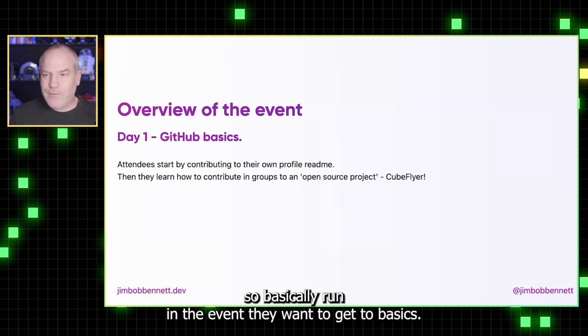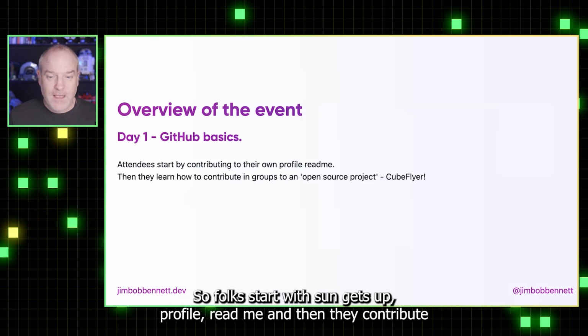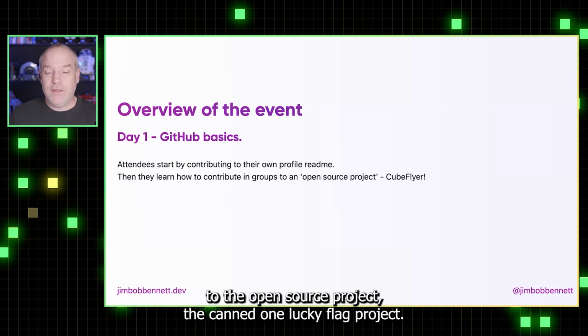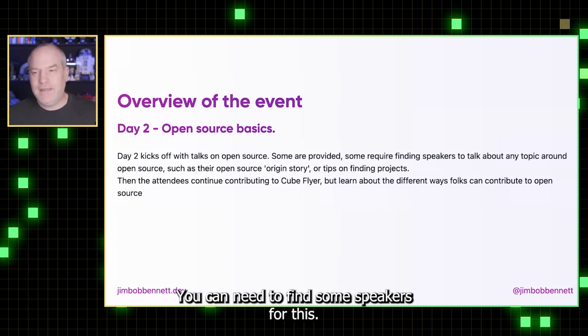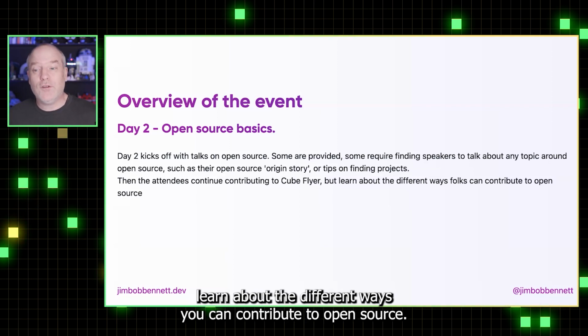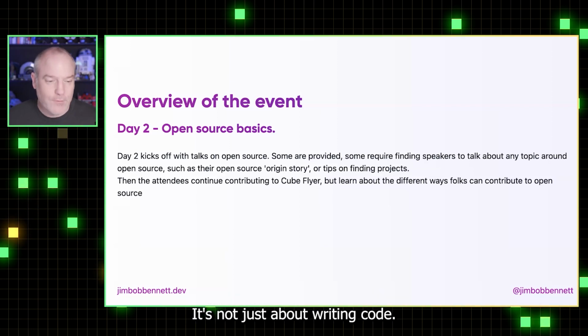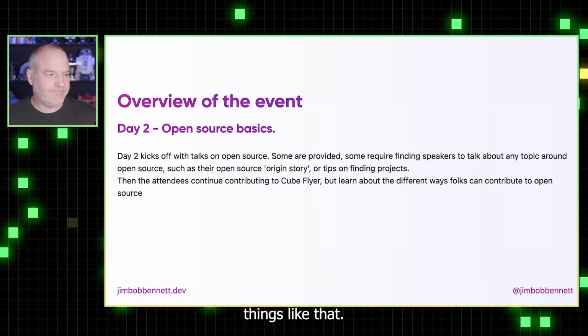So the basic run of the event, day one is GitHub basics. We focus on a profile README. So folks start with sign up with GitHub, create a profile README, and then they contribute to the open source project, the canned one, our Kubeflower project. And then day two is a focus on open source. Talks on open source, you're going to need to find some speakers for this, things like open source origin stories, tips on finding projects, and then you learn about the different ways you can contribute to open source. It's not just about writing code, there is other things you can do, documentation, governance, things like that.